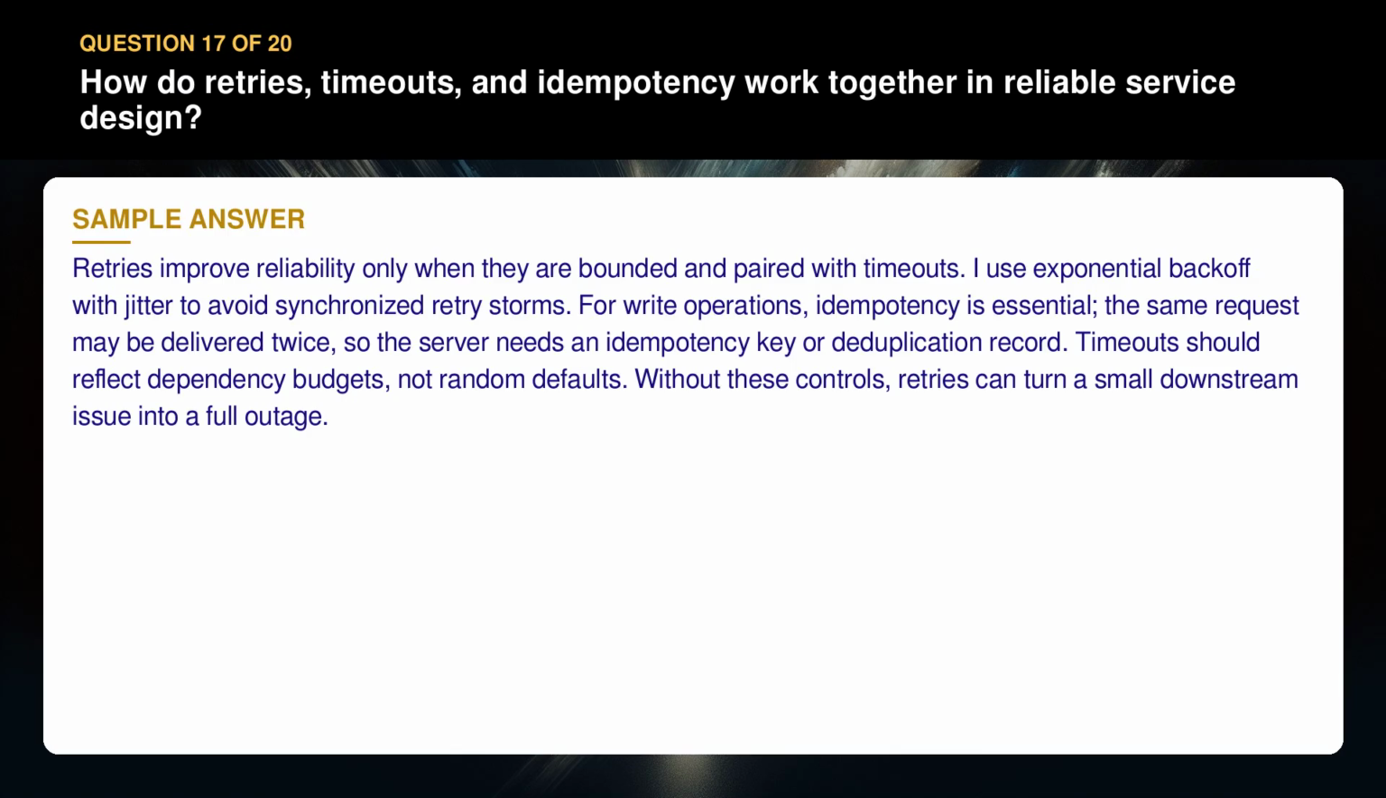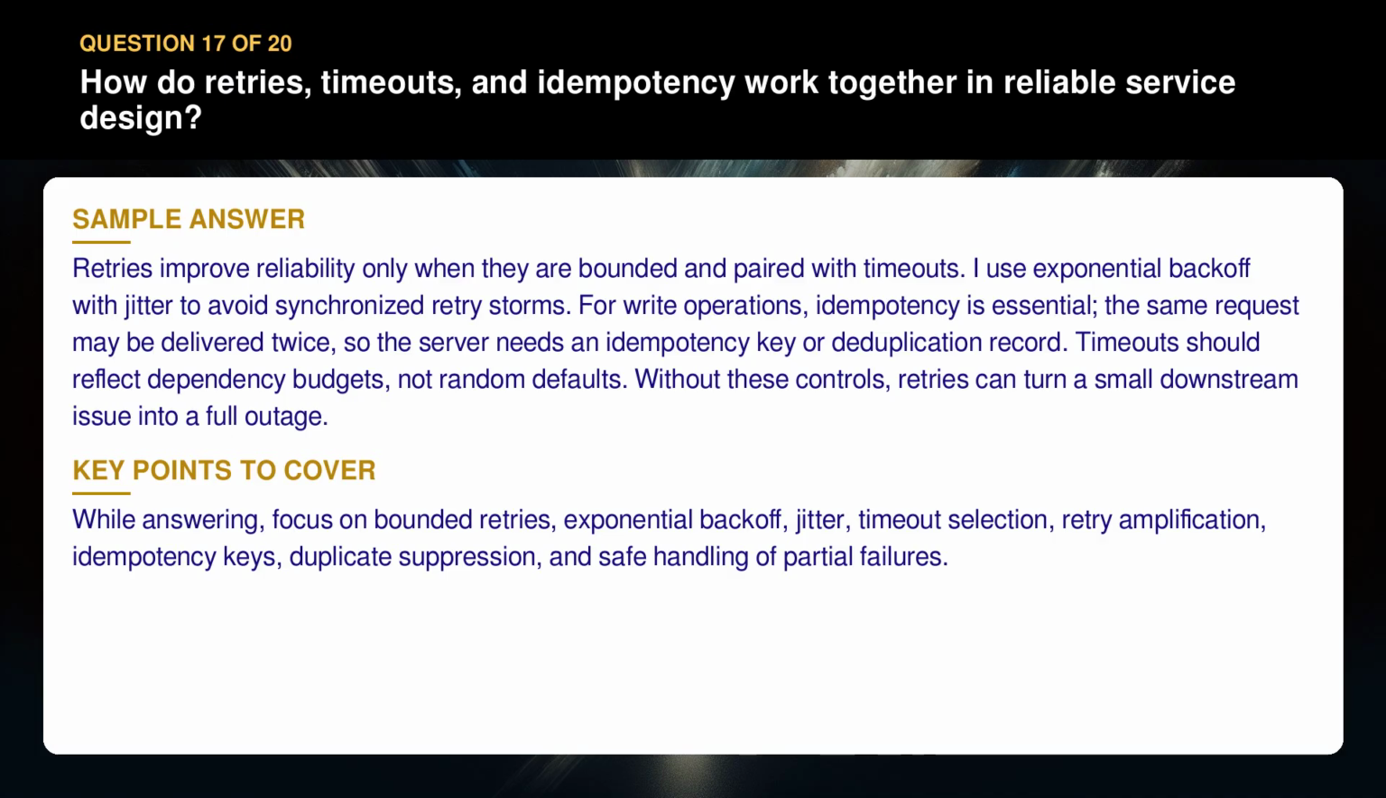Retries improve reliability only when they are bounded and paired with timeouts. I use exponential backoff with jitter to avoid synchronized retry storms. For write operations, idempotency is essential. The same request may be delivered twice, so the server needs an idempotency key or deduplication record. Timeouts should reflect dependency budgets, not random defaults. Without these controls, retries can turn a small downstream issue into a full outage.